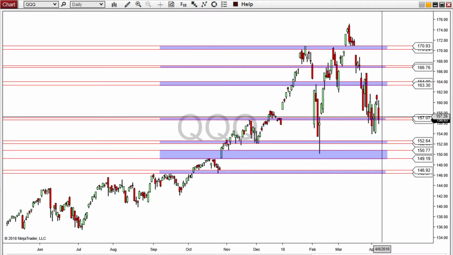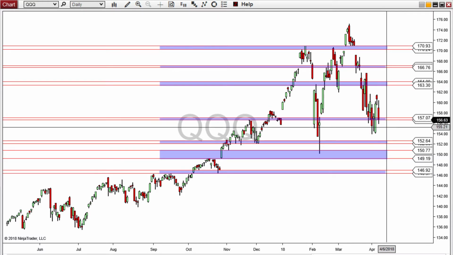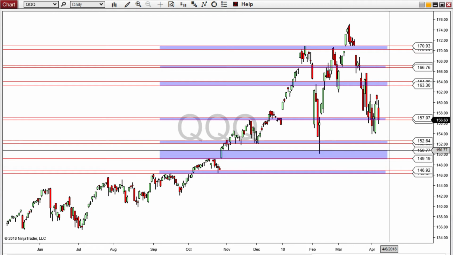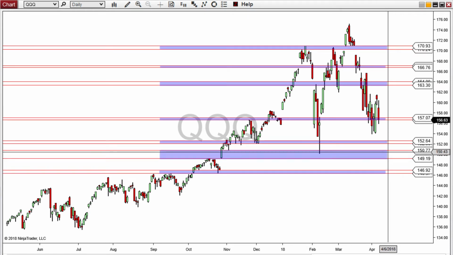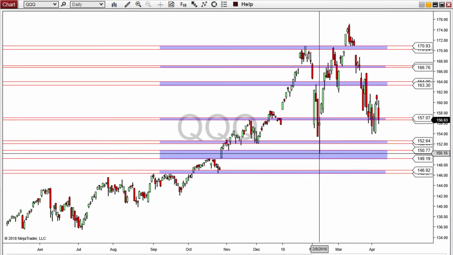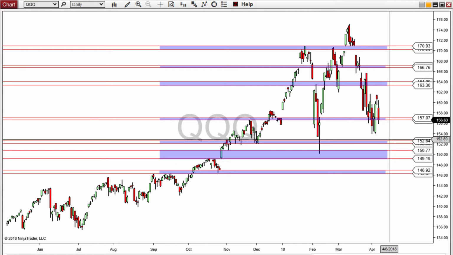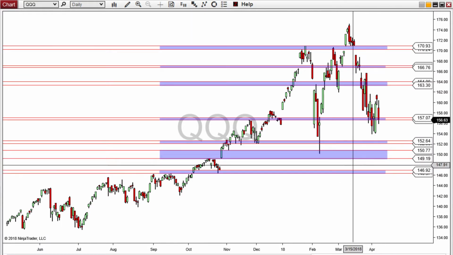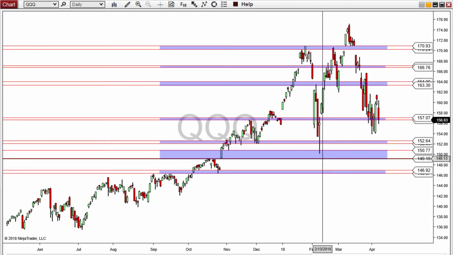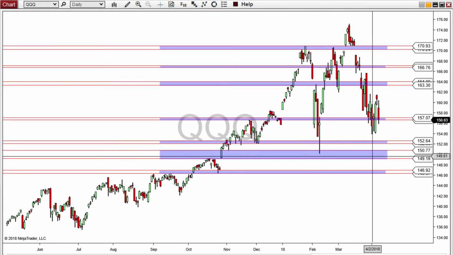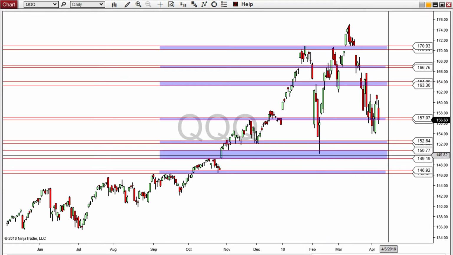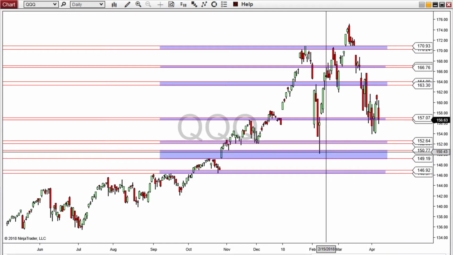So I wouldn't be surprised if we see a little bit more chop on the downside and come down to this 150 area here and test this February low in the near term. But again, be careful of the price action here. Don't get whipsawed back up. So I know there's a lot of people.